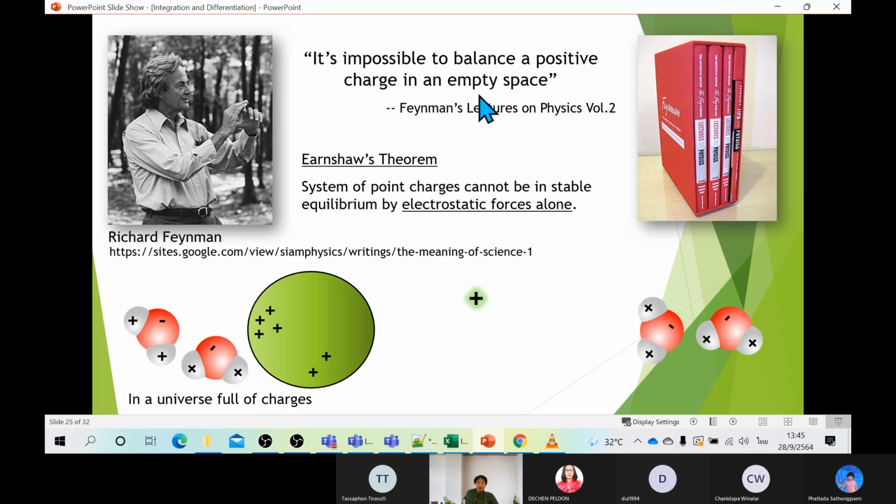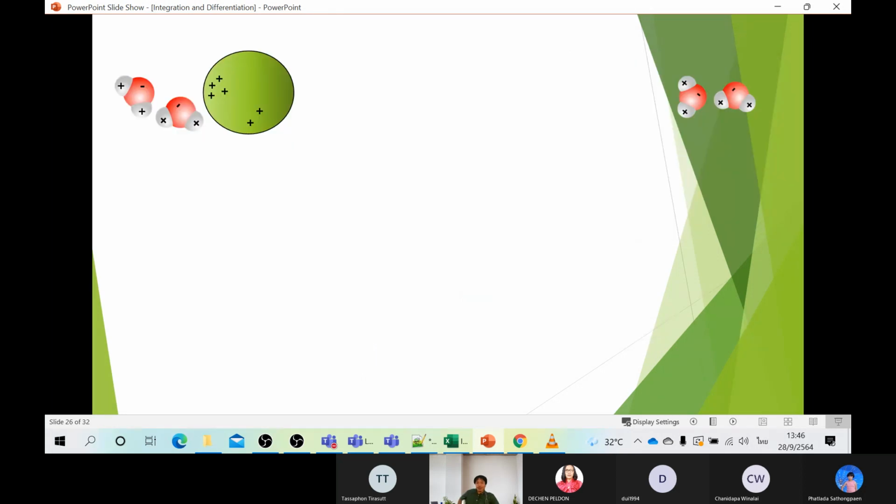Now, this theorem that Feynman is talking about says that the charge cannot be in equilibrium if you only have electrostatic forces alone over here. So what does it mean? Okay, let's go to the next slide. Maybe if you don't get this slide totally, it's fine. Wait until the next slide. You will see more of what it means.